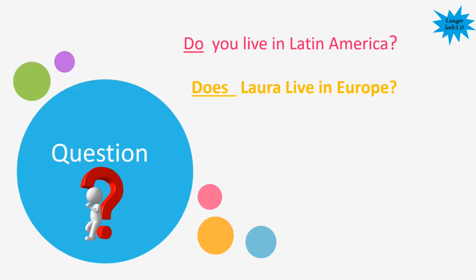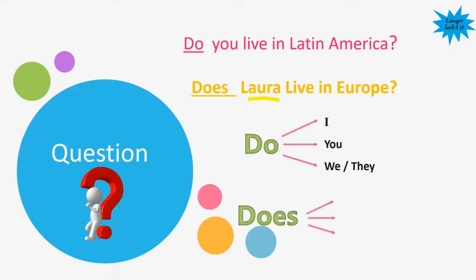So as you can see, this is clearly explained in this graphic here. Do, with I, you, we, they. However, we use does with he, she, and it, or a singular noun.